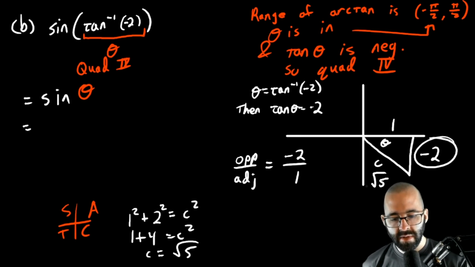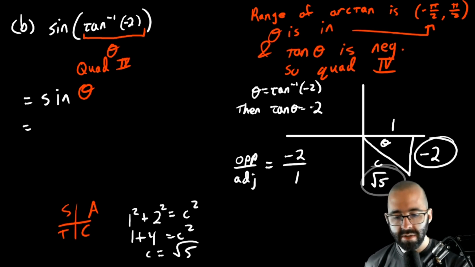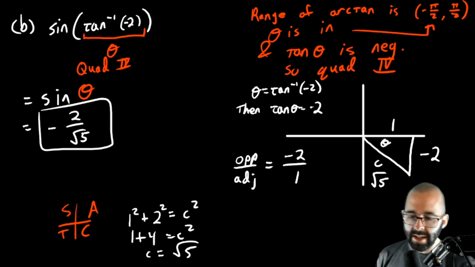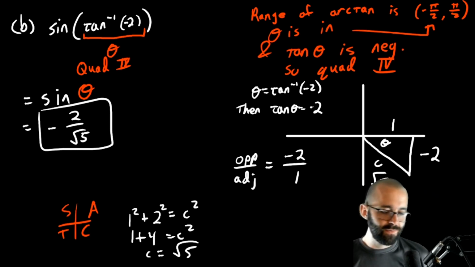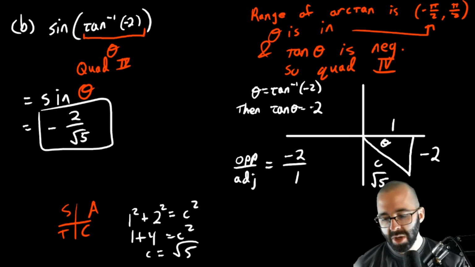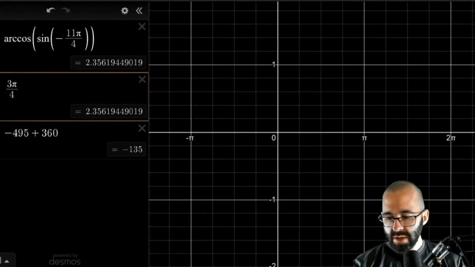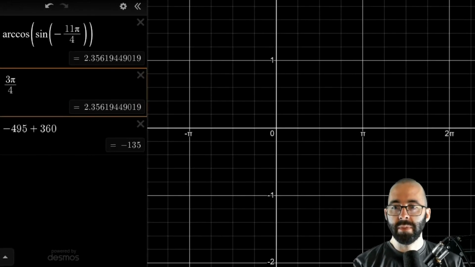So sine is opposite over hypotenuse. It's going to be -2 over the square root of 5. And let's say hypothetically you were nervous. You could always check your answer. I'm pretty confident about this one, but let's look at this.